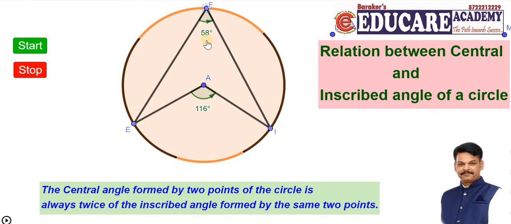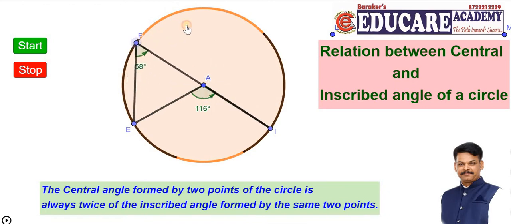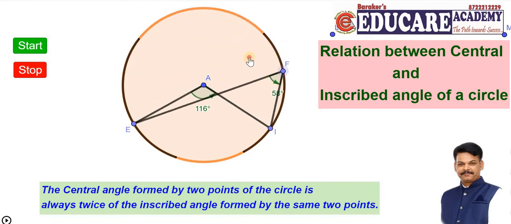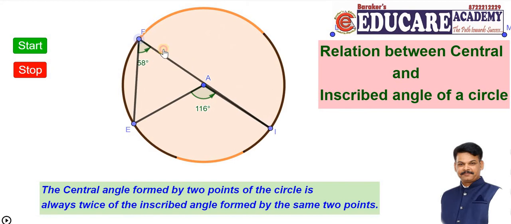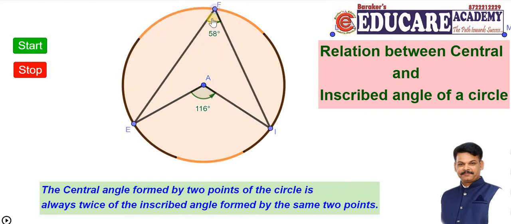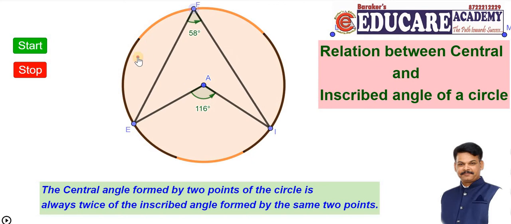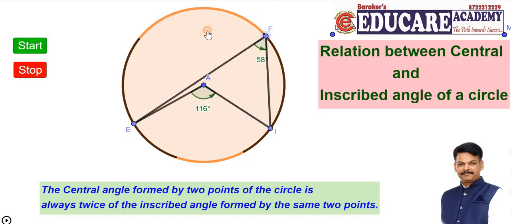Okay, so here we can see that the inscribed angle is 58 degrees and the central angle is 116 degrees. So it is exactly twice. Now if you move this point F anywhere on the circle, the angle remains the same. Remember this, because the inscribed angle depends upon the central angle. As the central angle remains the same, the inscribed angle also remains the same, and it will be half of the central angle.